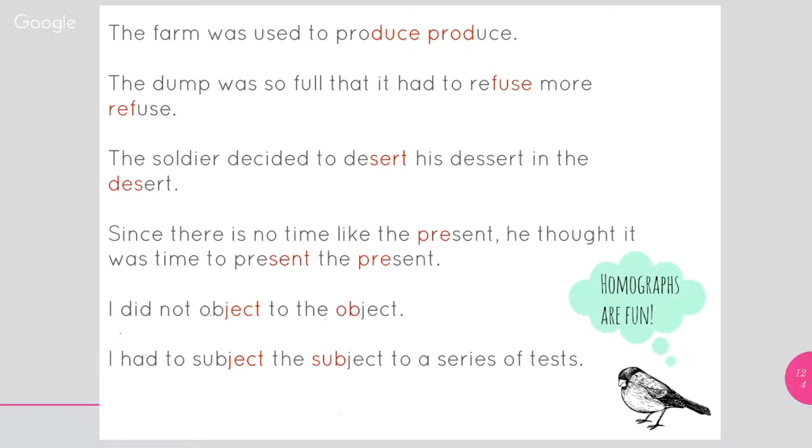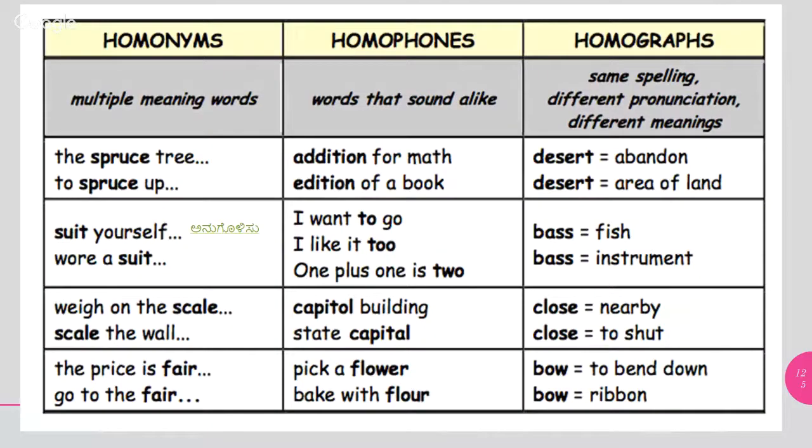I did not object to his object. I had to subject the subject to a series of tests. Homographs are fun actually if you go deeply into it. Spruce tree, spruce up. Suit yourself. Wore a suit. Weigh on the scale. Scale the wall. The price is fair. Go to the fair. Fair means just. Addition, for math; edition of a book. These are homophones: addition, edition.